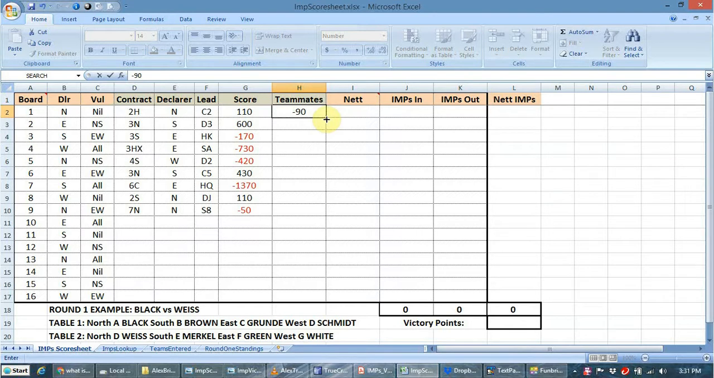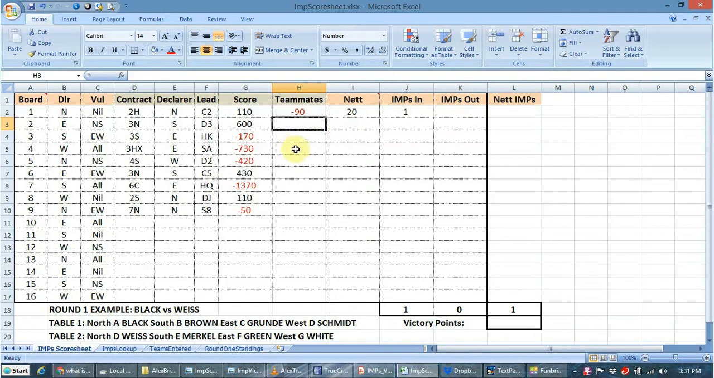And so on the first board, our teammates reported that they scored minus 90, because at their table, 1 no trump was the contract and it made 7 tricks. So there you can see what is happening here is we are getting a net score coming in.